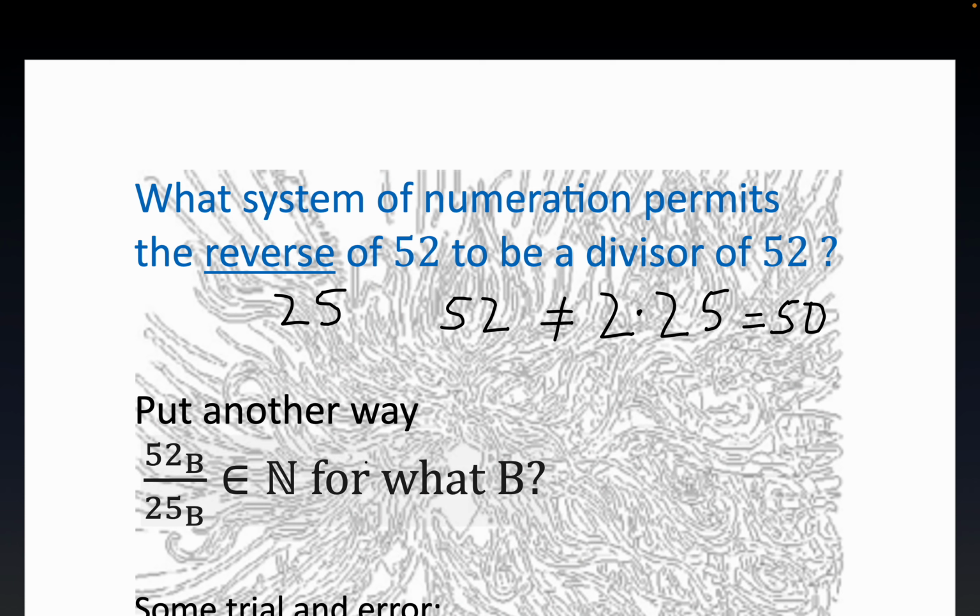Now, another way of putting this is asking for what base B, and we see it doesn't work for base 10. We're looking for another base. Is this quotient actually a natural number? A natural number is just a positive integer. This is the same as Z plus.